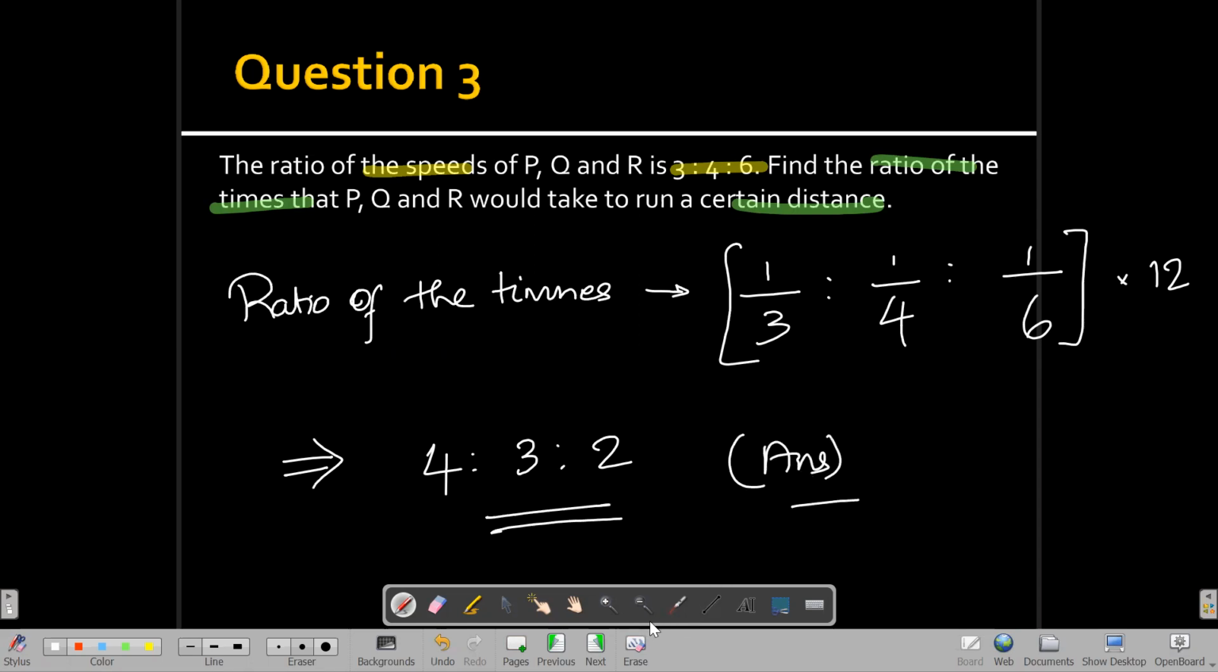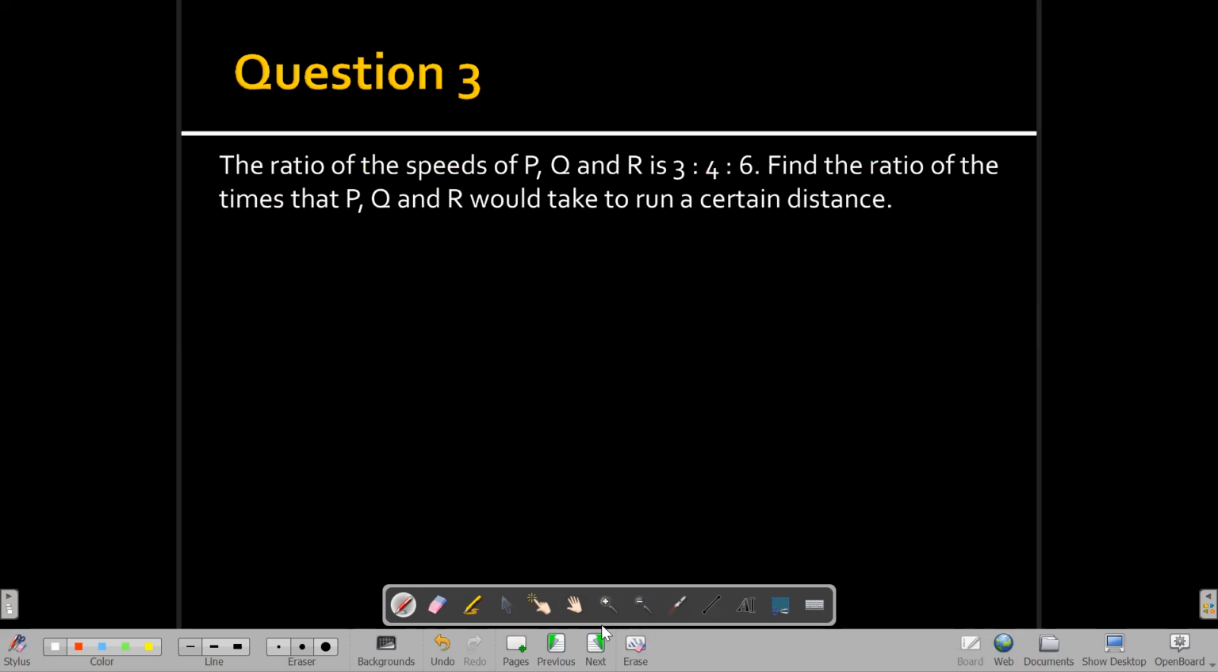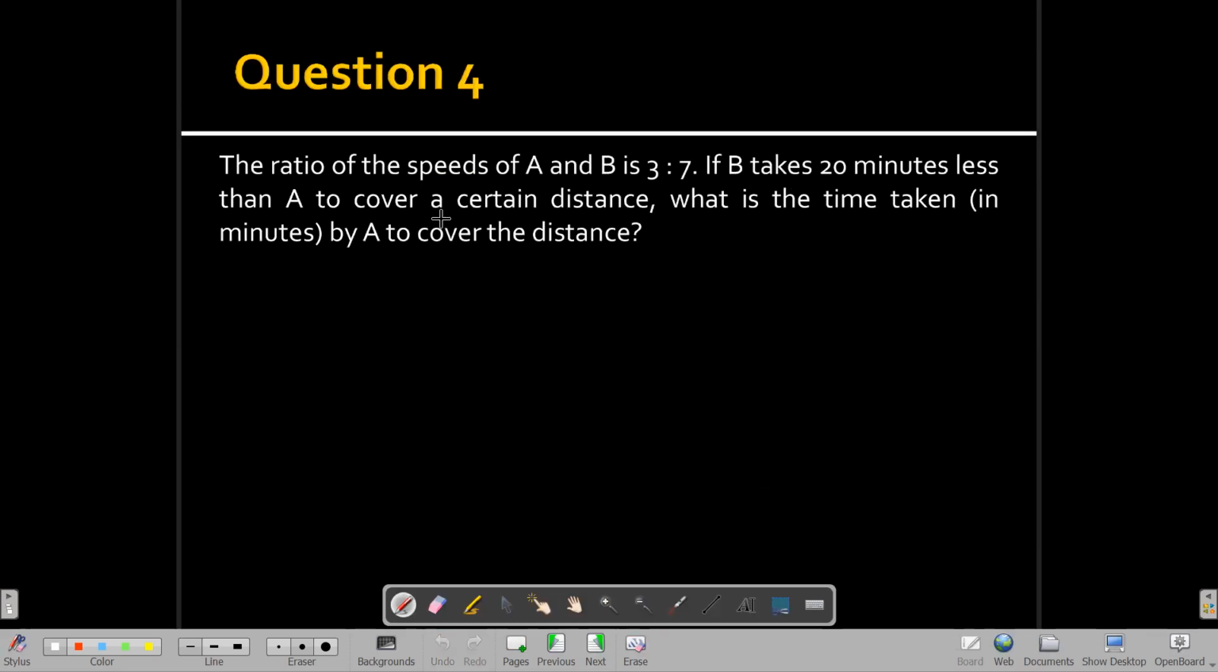Now, let us go to the next question. The ratio of the speeds of A and B is 3:7. So, if B takes 20 minutes less than A to cover a certain distance, what is the time taken by A to cover the distance?